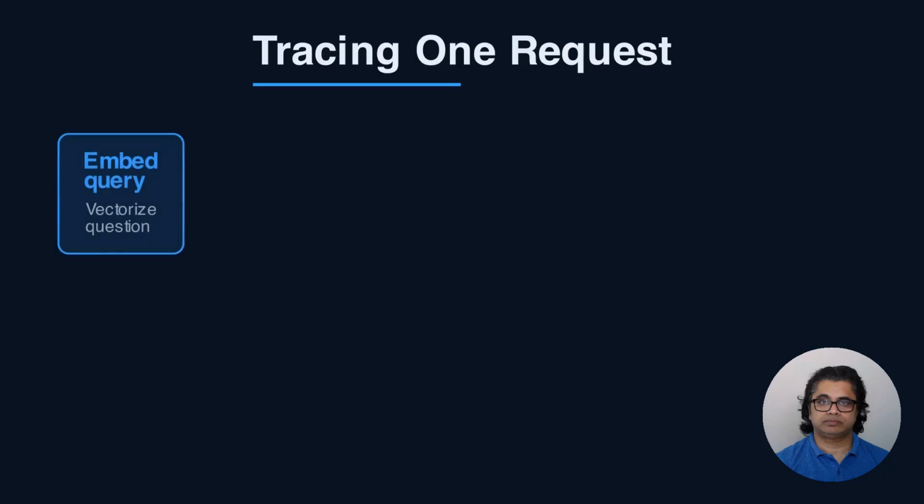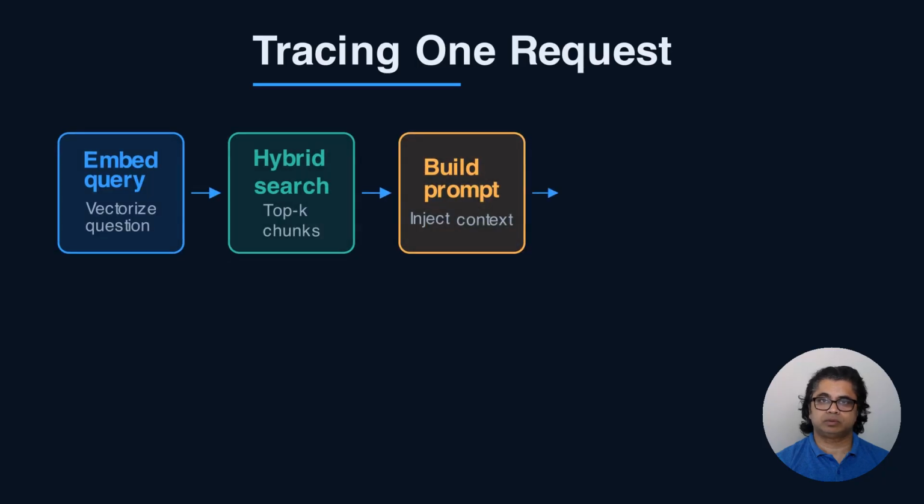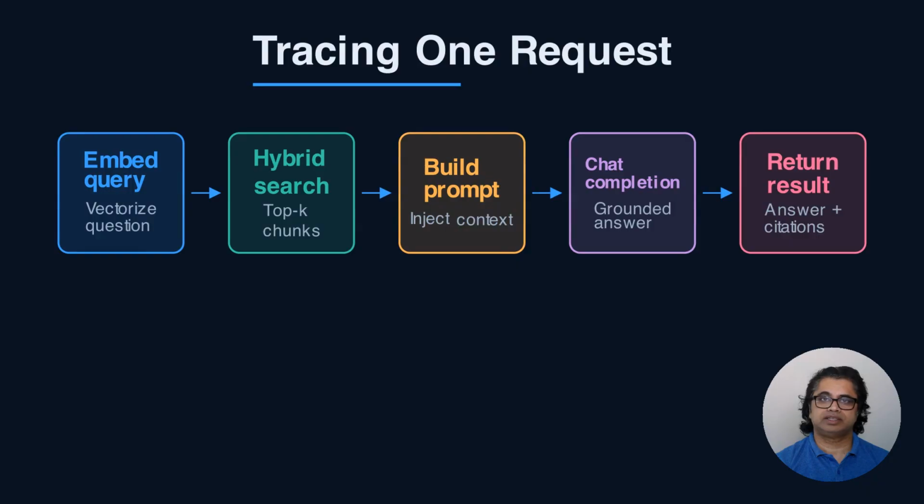Now follow a single question. The user sends a query to your orchestration app, which first authenticates them through Microsoft Entra ID. The app calls the embedding model to vectorize the question. It sends that vector to Azure AI Search, asking for the top, say, 5 most relevant chunks using hybrid search, which blends vector similarity with keyword matching. Those chunks come back, and the app stitches them into a prompt as grounding context. That full prompt goes to the chat model, which generates an answer constrained to the retrieved text. Finally, the app returns the answer plus citations back to the user. Retrieval happens before generation, always.